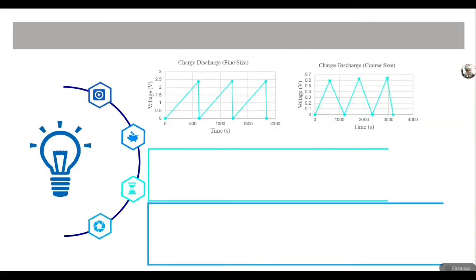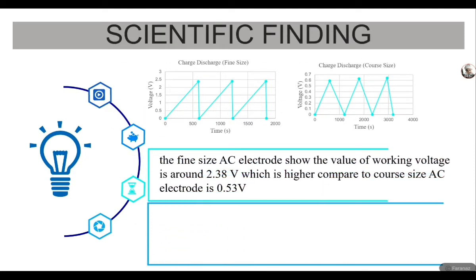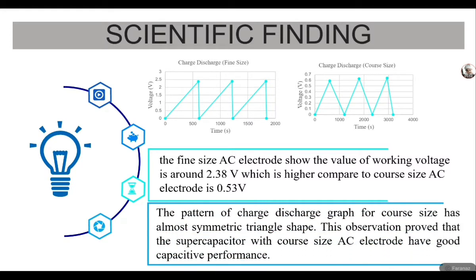Next, our charge discharge graph for fine size and coarse size. From the graph, we can see that the fine size activated carbon electrode showed a working voltage of around 2.38 volt, which is higher compared to the coarse size activated carbon electrode at 0.53 volt. Next, the charge discharge graph for coarse size has an almost symmetric triangle shape. This observation proved that the supercapacitor with coarse size activated carbon electrode has good capacitive performance.